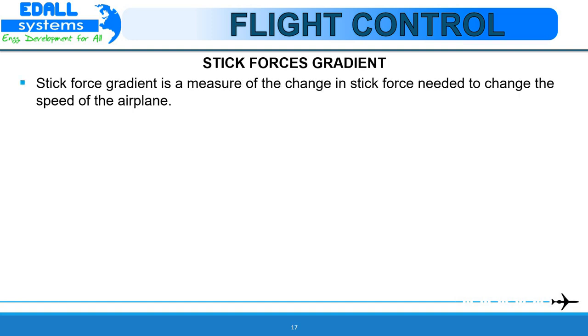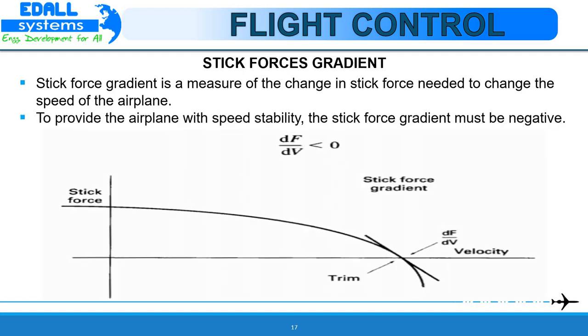Stick force gradient. Another important parameter in the design of a control system is the stick force gradient. The graph here shows the variation of stick force with speed. The stick force gradient is a measure of the change in stick force needed to change the speed of an airplane. To provide the aeroplane with speed stability, the stick force gradient must be negative, that is, dF by dV should be less than 0. The need for a negative stick force gradient can be appreciated by examining the trim point which is shown on the graph.